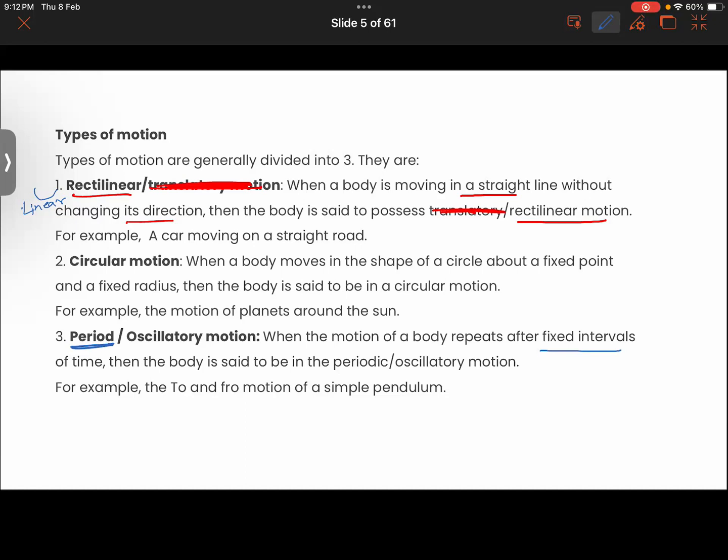Also know one more thing, that oscillatory motion is one of the types of periodic motion. Oscillatory motion we only see happening in the case of those objects which are moving in backward and forward direction, doing a to and fro motion. For example, suppose you have a spring and you release it from a height. I'm giving an example of oscillatory motion here. It will fall down like this.